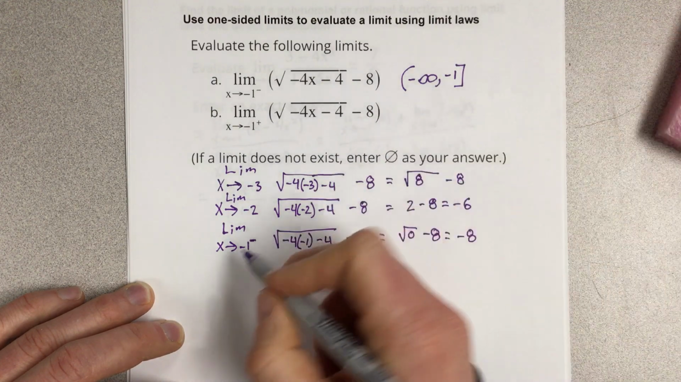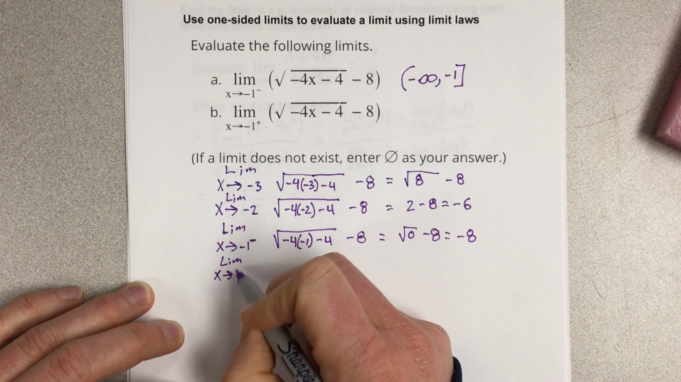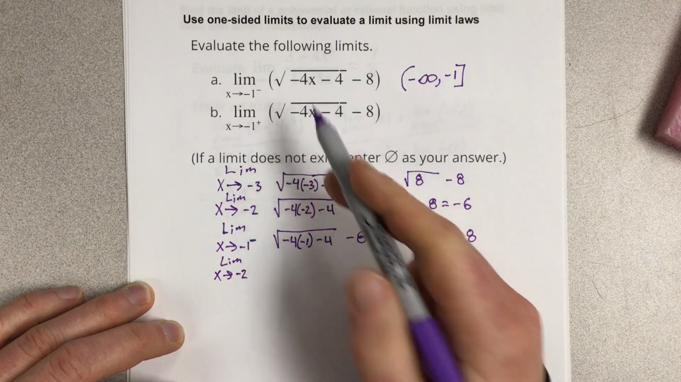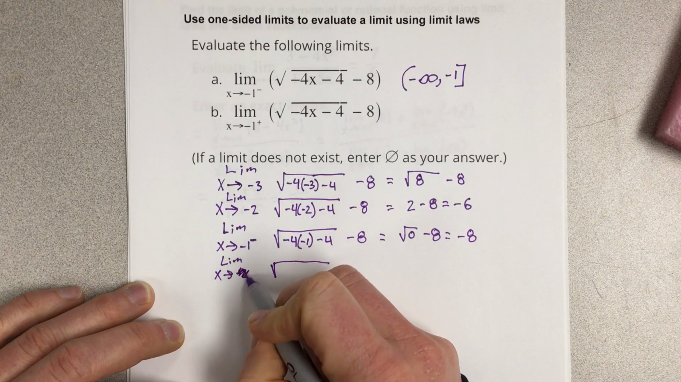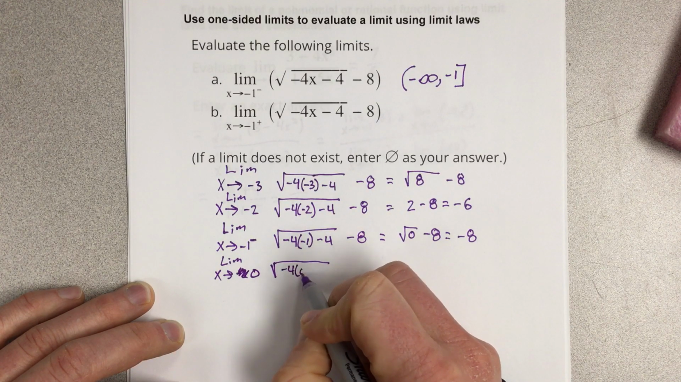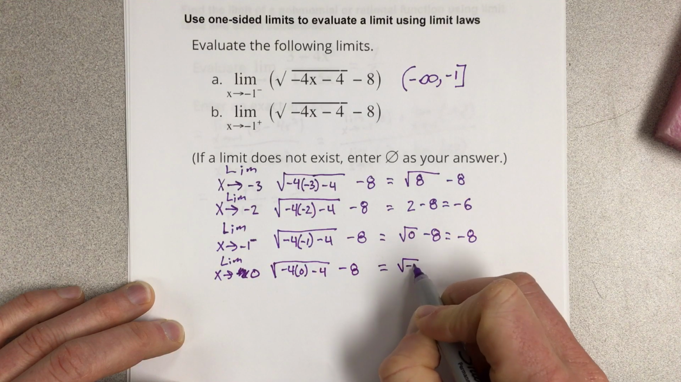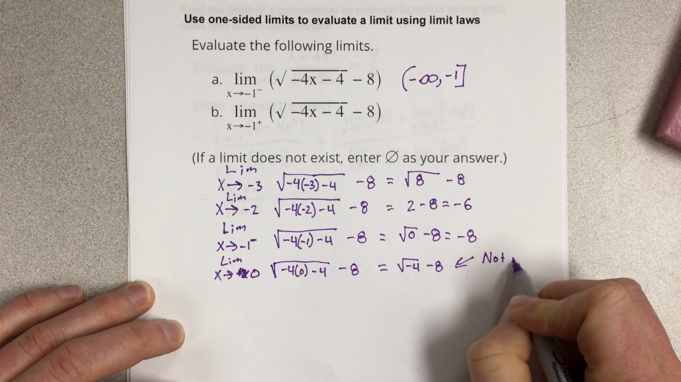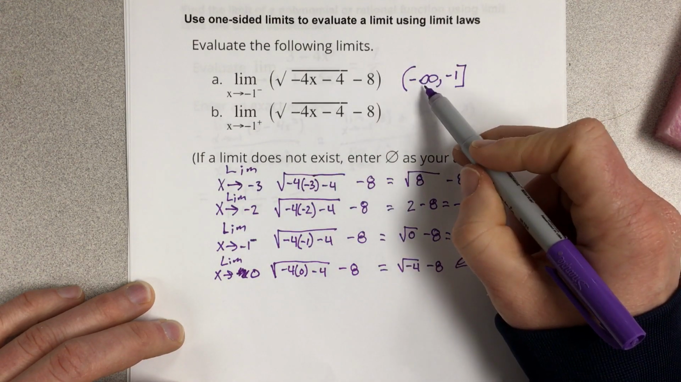But if we try to do the limit as x approaches, I don't know, -2, and we plug that into this function, not -2, sorry, 0, because that's just to the right of -1, we get root of -4 times 0 minus 4, minus 8, and you can see that we're going to end up with root of -4 minus 8, so this is not real. And so our domain for this function is from -infinity to -1.